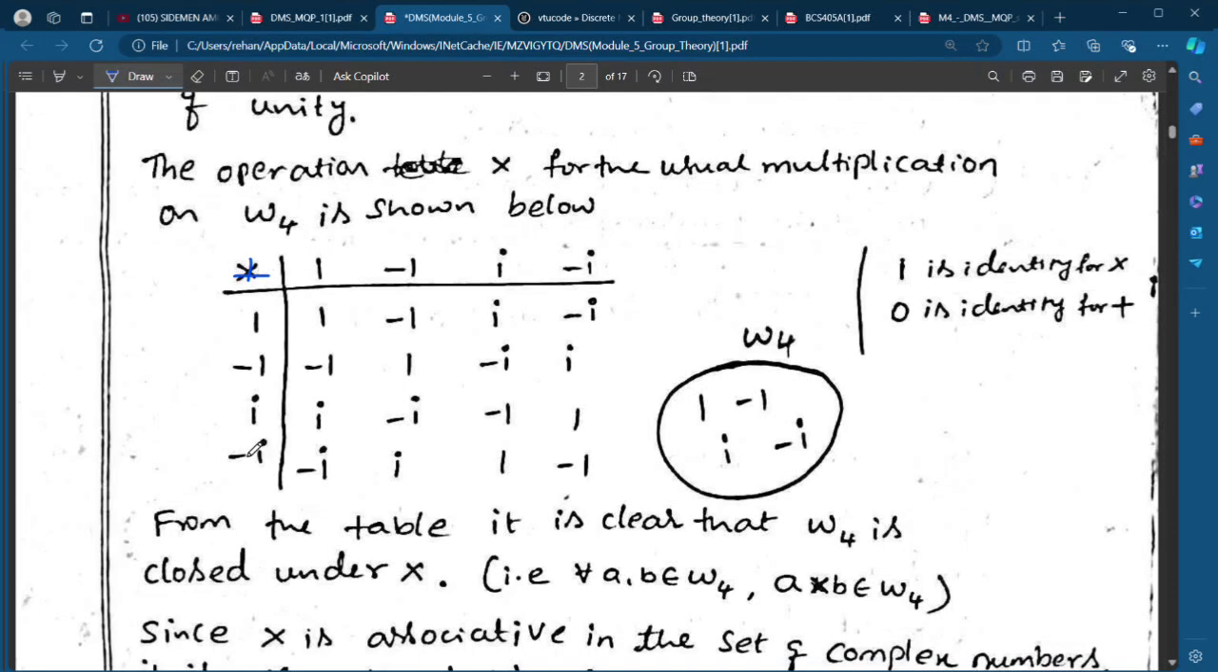So this is one binary operation, multiplication like this. I'll write 1, minus 1, i, minus i across the top and down the side. Simply, I will do multiplication. Remember, anything into 1 is that number itself. Minus 1 means it will become negative. So let me say, i into i, what will be the value? i into minus i, what will be the value?